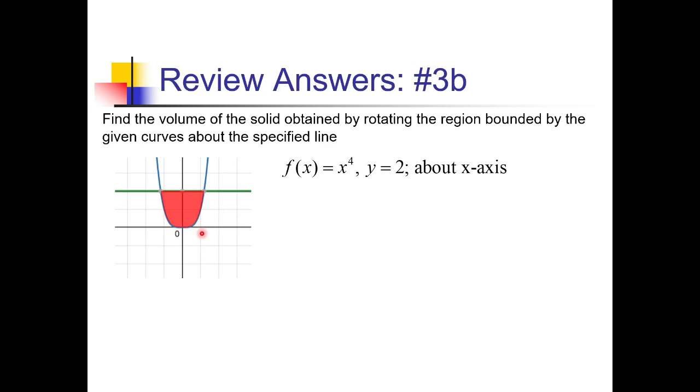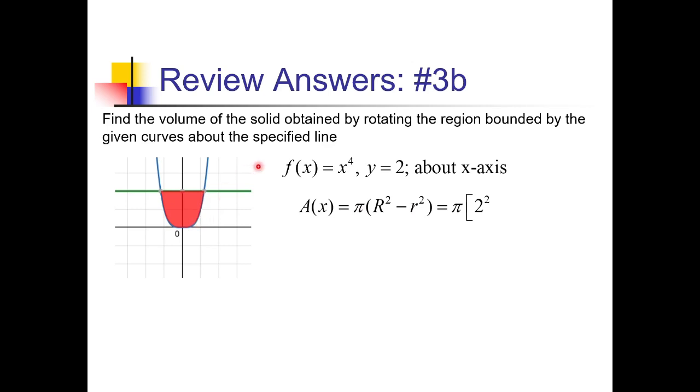So I'm going to need washers or donuts in order to get the area for what I'm going to be integrating here. So for my area formula, I'm going to write A of x equals pi times big R squared minus little r squared. Big R in this case is going to be the further away part of the bounded region from the axis of revolution. So that's going to be this distance here, which is 2 minus 0, or just 2. And then for little r, that's going to be the inner part of the bounded region, the distance between that and the axis of revolution.